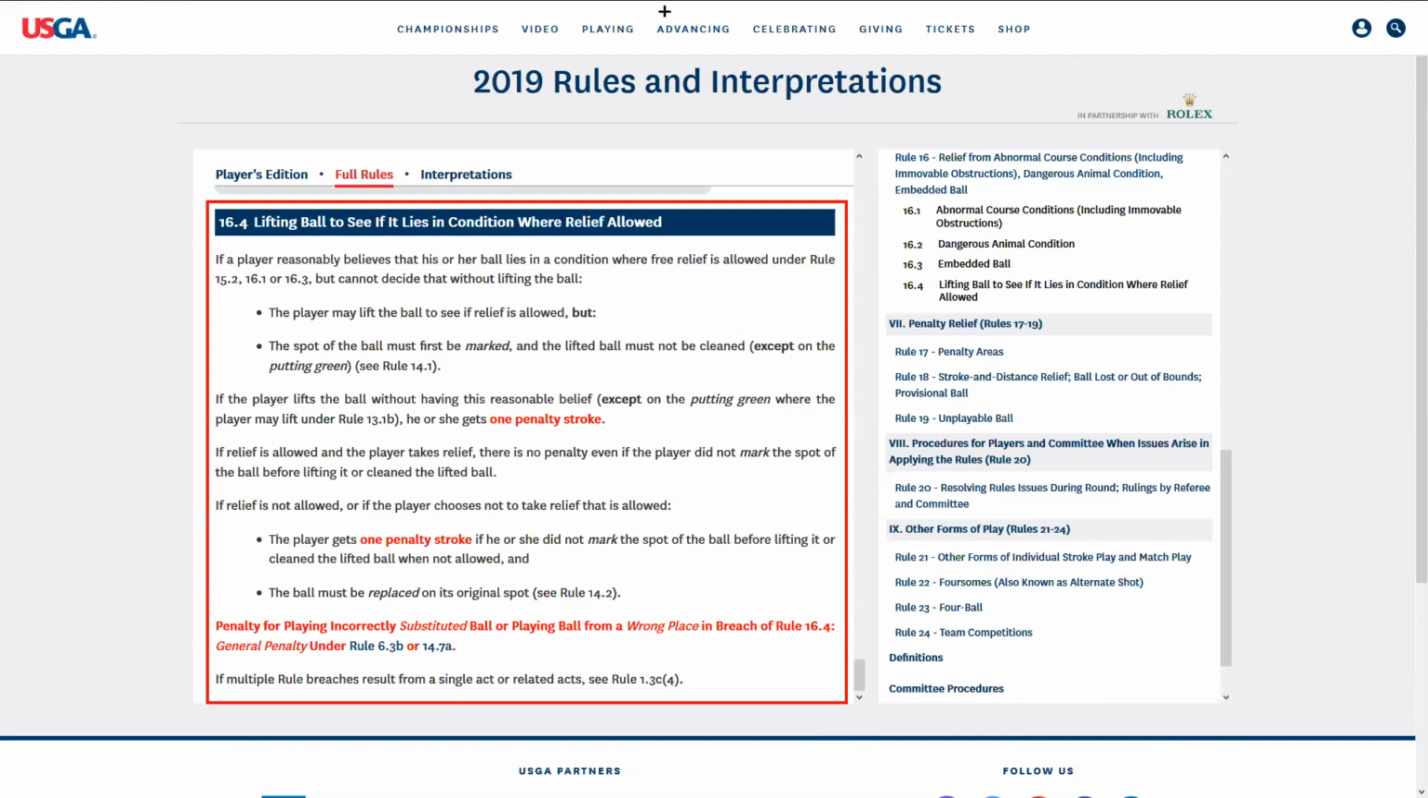Obviously, in that situation that Bob brought up, we discussed it down here, you could take an unplayable and drop it within 2 club lengths and get off of the cart path on the side that you wanted to go to.